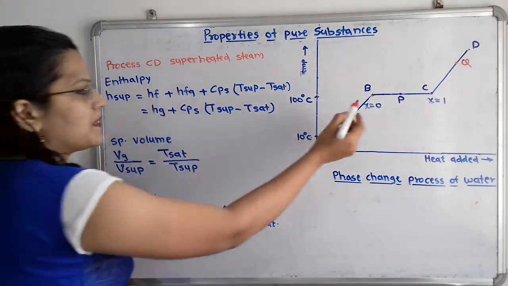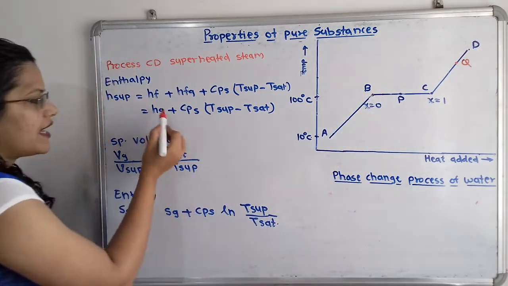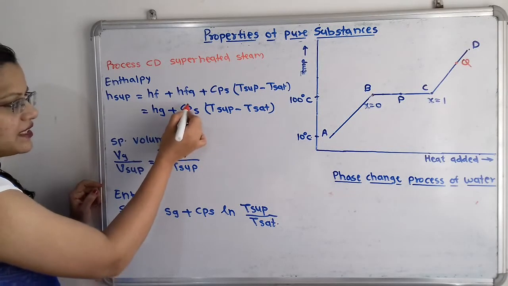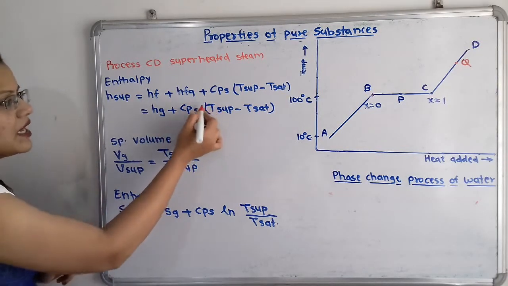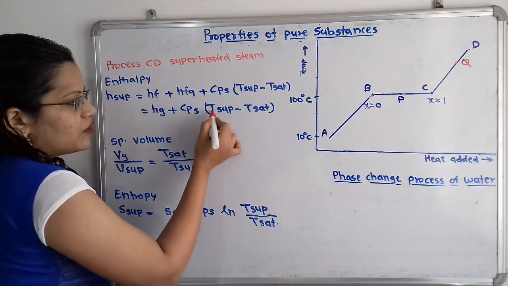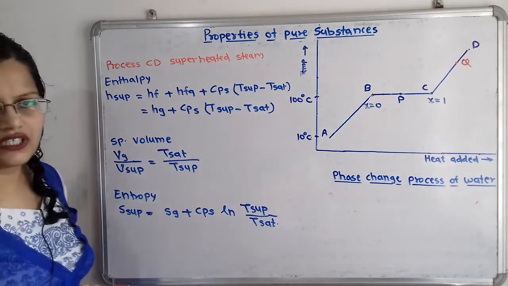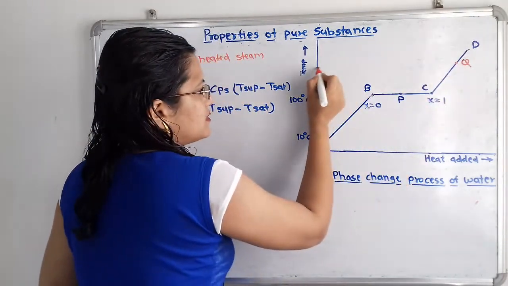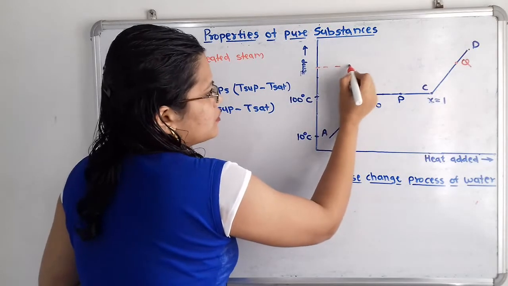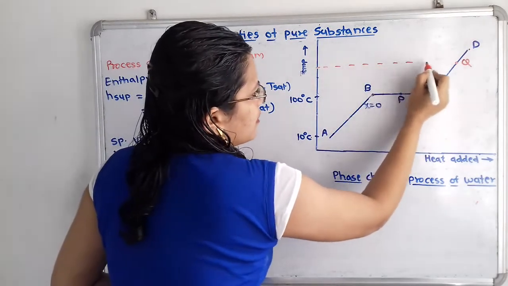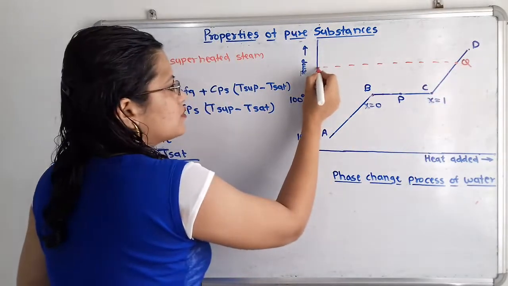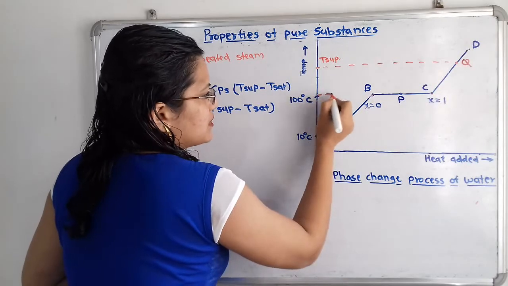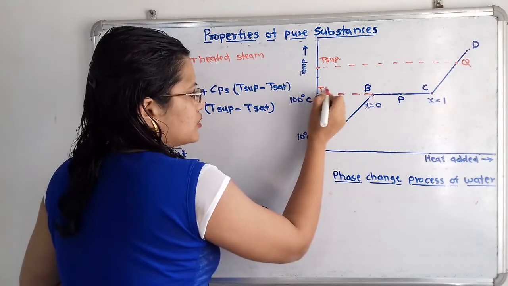Now this Hf plus Hfg is known as Hg. So we can also write the formula as Hg plus Cps, that is the specific heat of superheated steam, multiplied by the temperature difference of T superheated minus T saturated. If we have to define this temperature, that is T superheated, then here I will join this with the help of the dash line. So this is known as T superheated, and this temperature at point C is known as the T saturated.